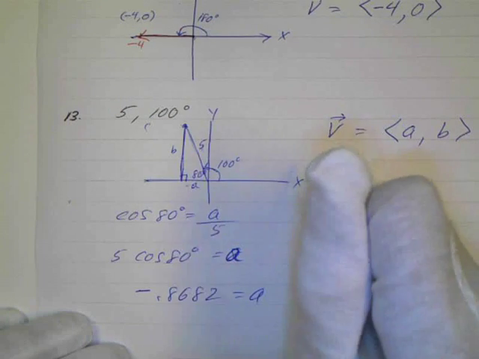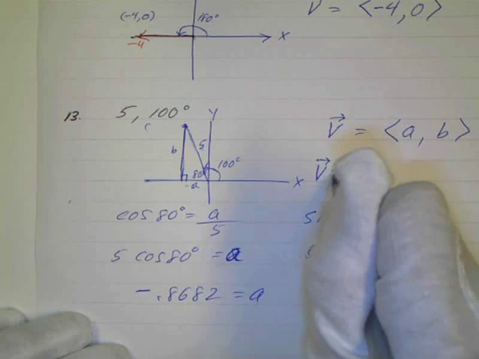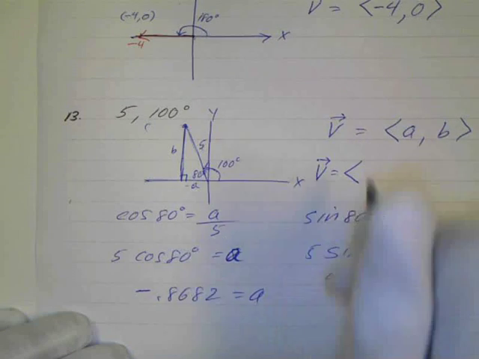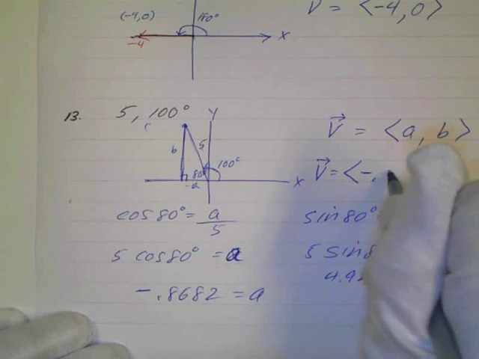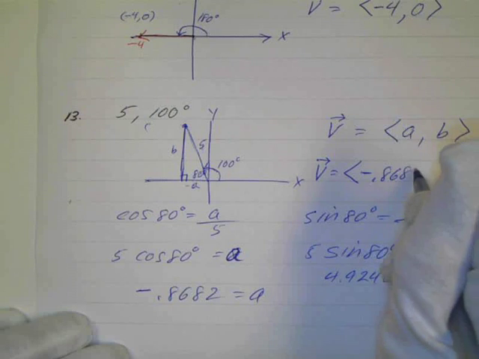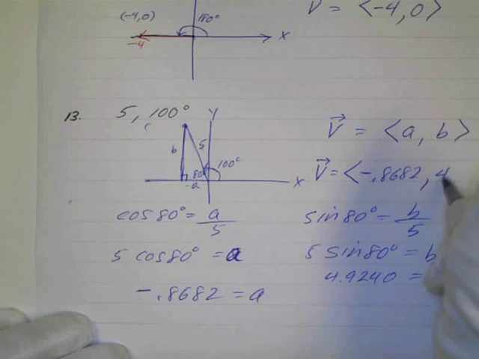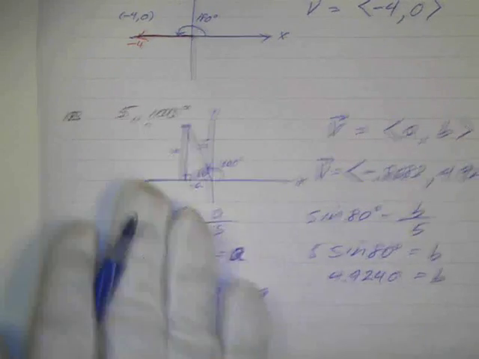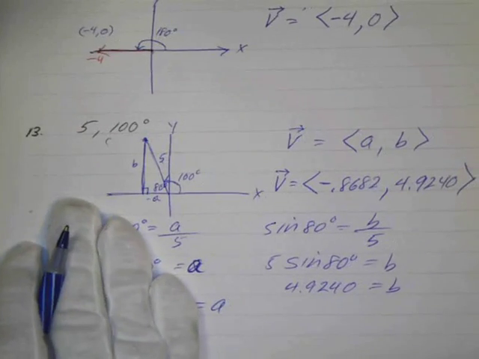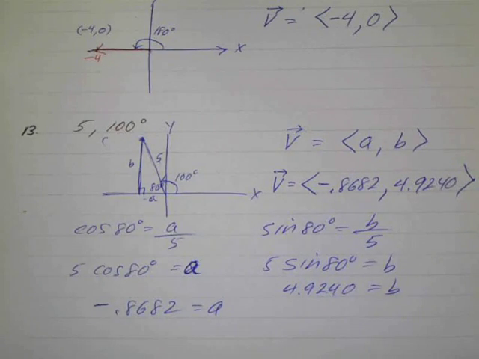So my vector will be like this: negative 0.8682, comma, 4.924. There you go. Let's get it over so you can see it. And that's your vector component form. Okay, not too bad. Just have to kind of work it out, draw some sketches.